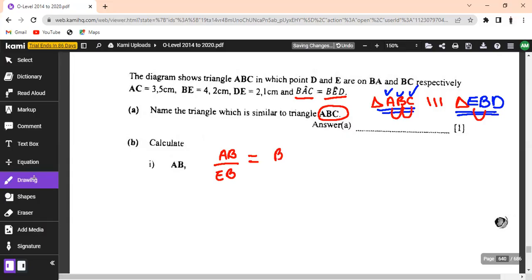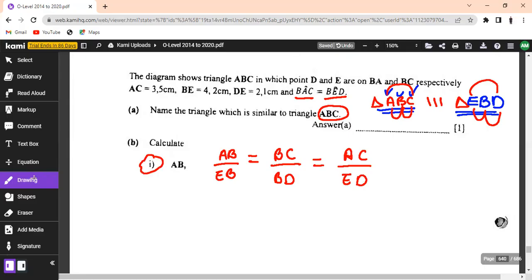So it's going to be BC over the corresponding, which is BD. So we've got BD here, which is equal to, we move on to A and C, which is our last one. So it's AC, and this one is going to be ED, like that. Okay, so as you can see, everything is there. What we just need is to substitute so that we can find our AB.